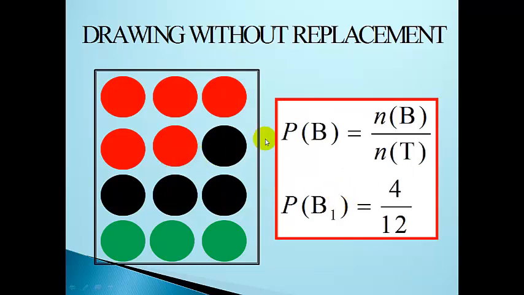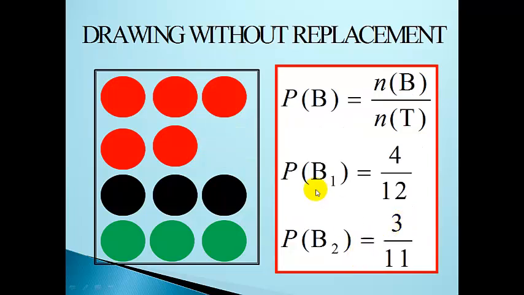Now, the probability of B, that is a black ball, will be equal to the number of black balls over the total number. So probability of B1 means that the first ball taken out is black, and the number of black balls is 4. So the answer is 4 over 12.